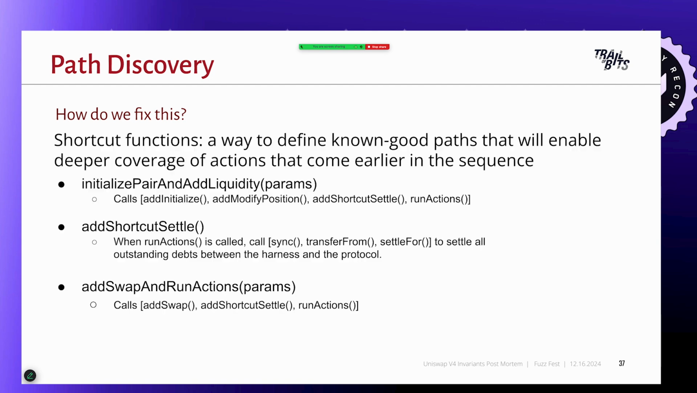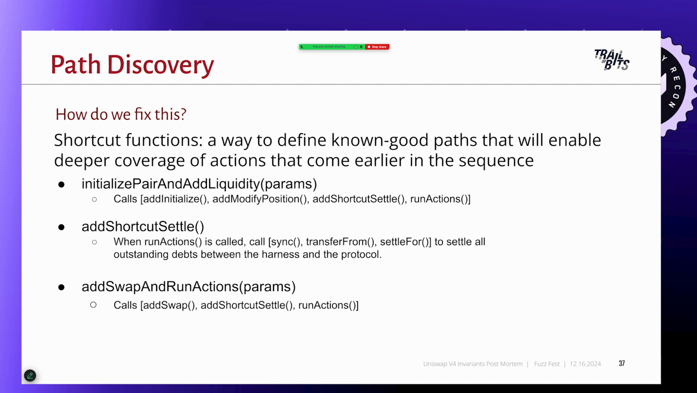So how do we fix this? The way that we fix this is using something called a shortcut function. And a shortcut function is similar to the other Band-Aid. This is a way for us to define known good paths that will enable deeper coverage of the actions that are occurring. So I've got a couple of examples here. The first one is a shortcut, and these are functions that the fuzzer can call. This first one is called initialize pair and add liquidity.